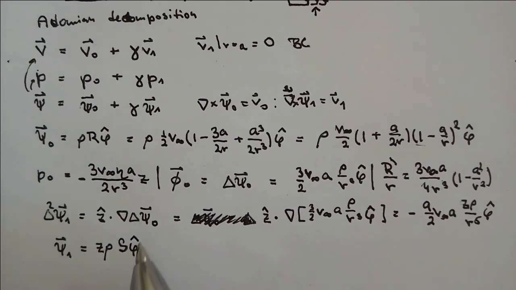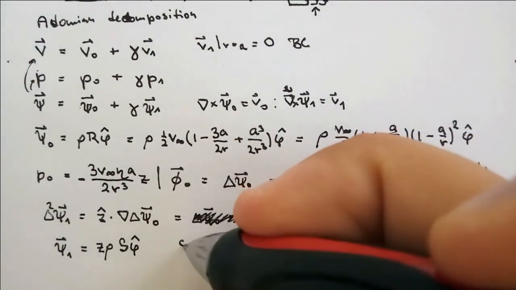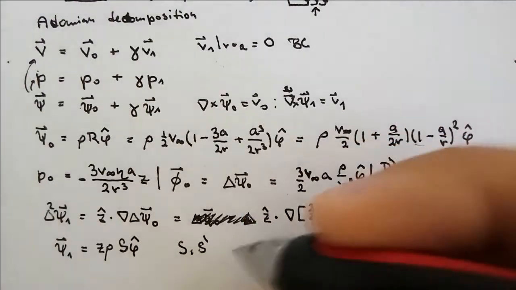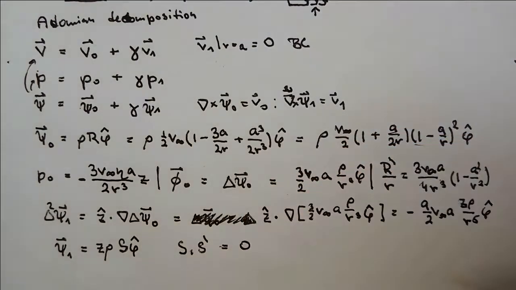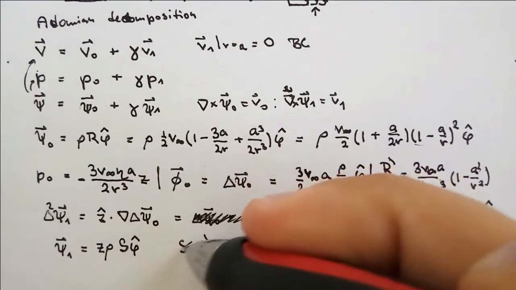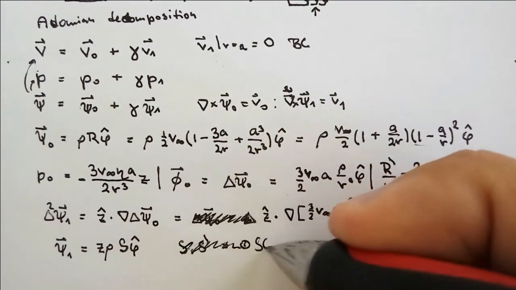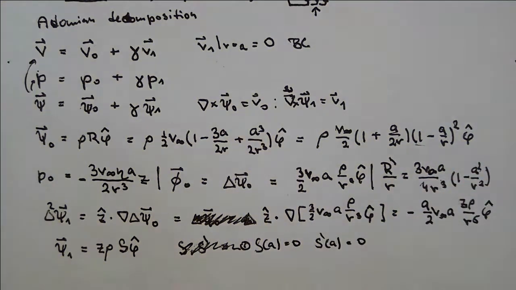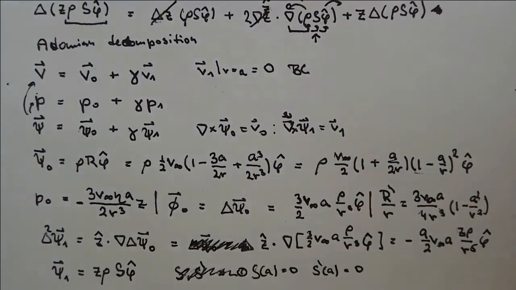Why? Because there is no second derivative of s. The curl of this is proportional to s and s prime, so this will vanish at r equal to a when s and s prime are equal to 0 at a. So the condition will be, s at a is equal to 0 and s prime at a is also equal to 0.